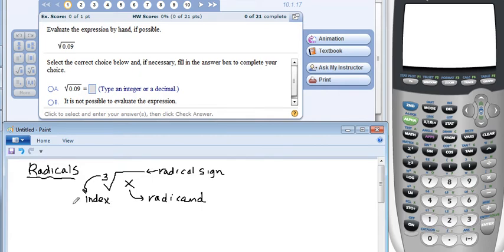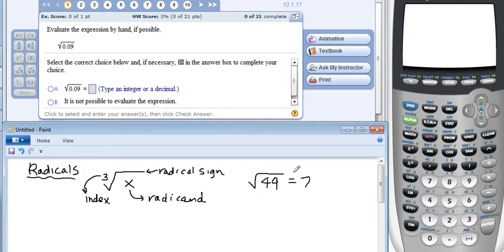Okay? So if we have no number in there, let's just put one that you know. The index is 2. We just don't write it. So we just assume that it's the square root of 49. So what is this asking me for? I'm looking for one number multiplied by itself twice that's going to give me 49. Well, I know that's 7. Right?